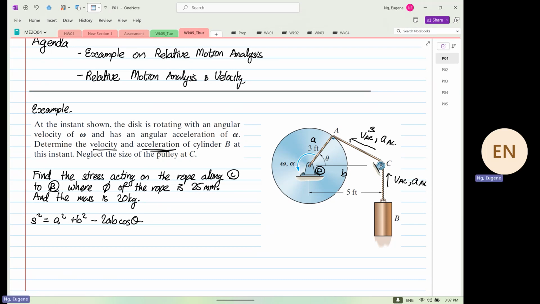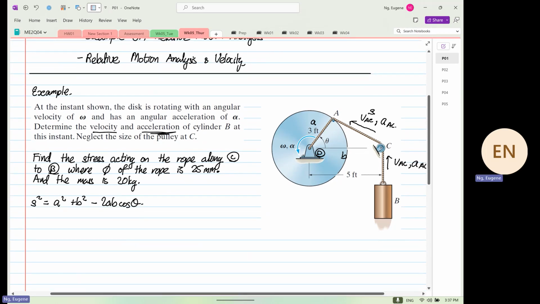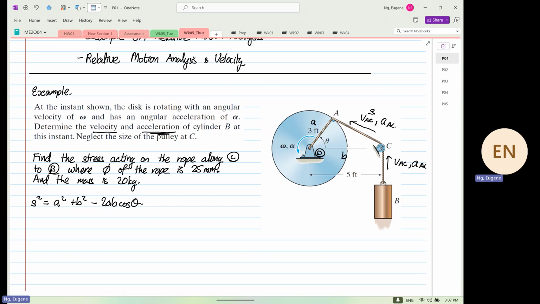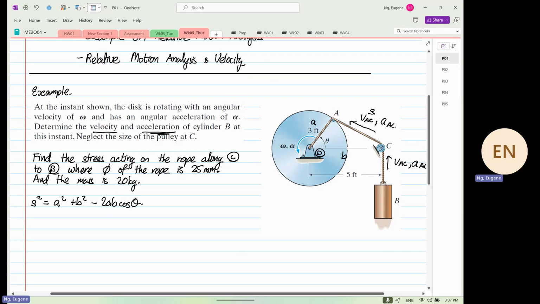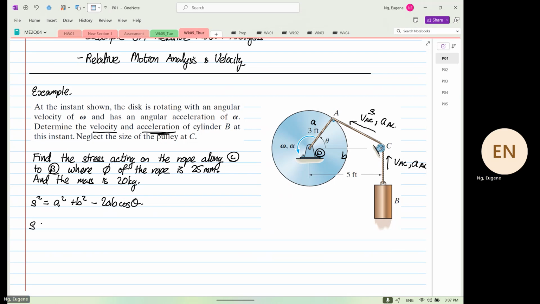A formula that looks very familiar. Yes or no? What do you call this? Cosine rule. Okay. So from here, now you already linked the geometrical part. So what we need to do is find what is S first. Okay. So we know that S is equal to square root of A squared plus B squared minus what? 2AB cos theta.